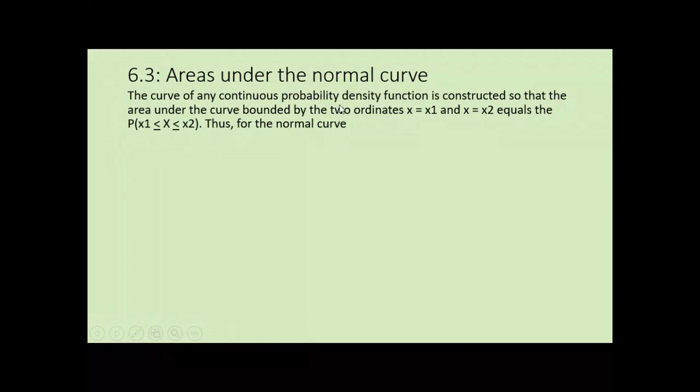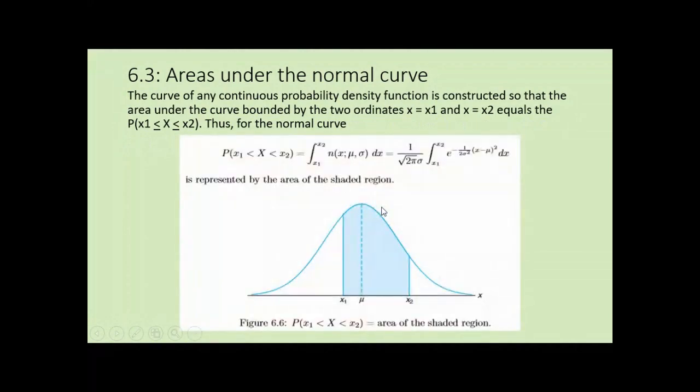Areas under the normal curve. For any continuous probability density function, the normal curve is constructed so that the area under the curve bounded by the two ordinates x equal to x1 and x equal to x2 equals the probability of this one. What do you understand of this one? If we are given two x values, finding the probability by using this formula is easier. We can find the probability by using the normal curve. We don't want to integrate everything.